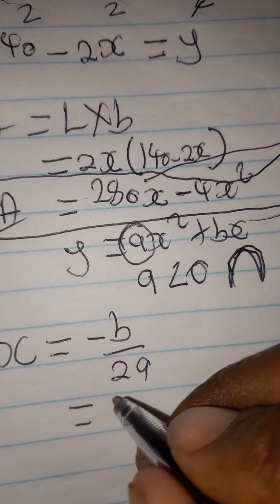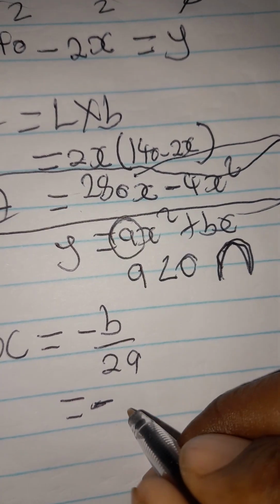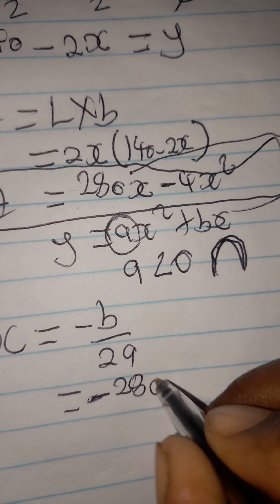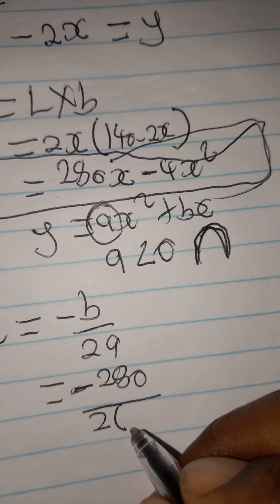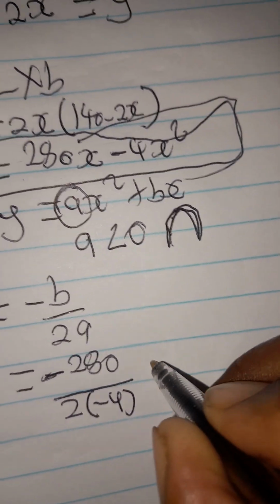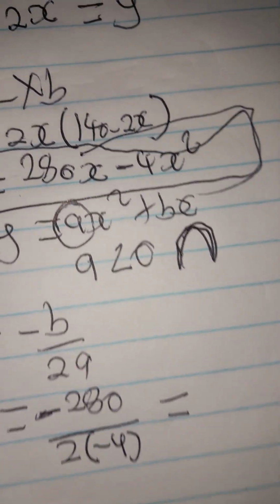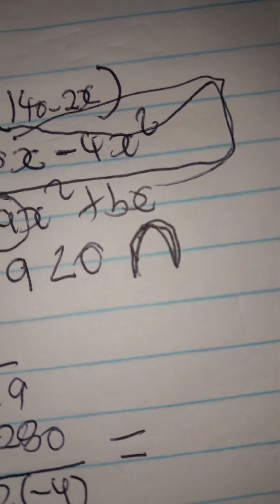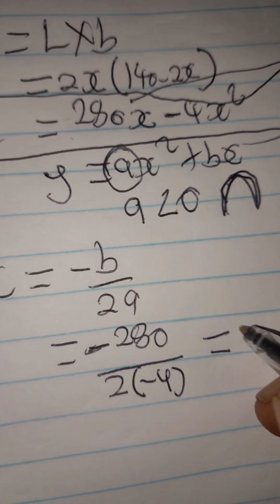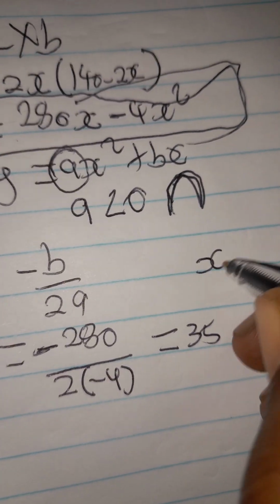Okay, so what is our b there? Our b, it's 280. Sorry for that. So it's going to be negative 280. Our a, it's negative 4 there. So what are we going to have? Okay, we are going to have 280 divided by 8. That will be 35. So in other words, x is going to be 35.